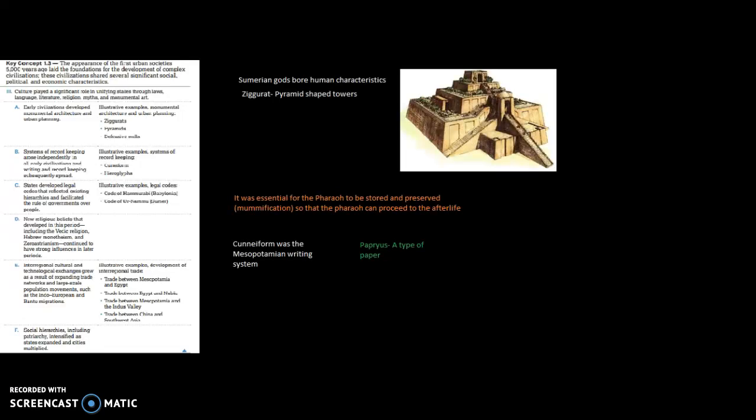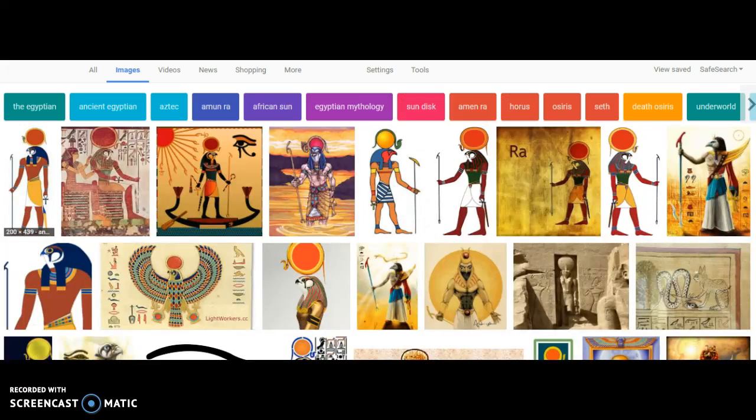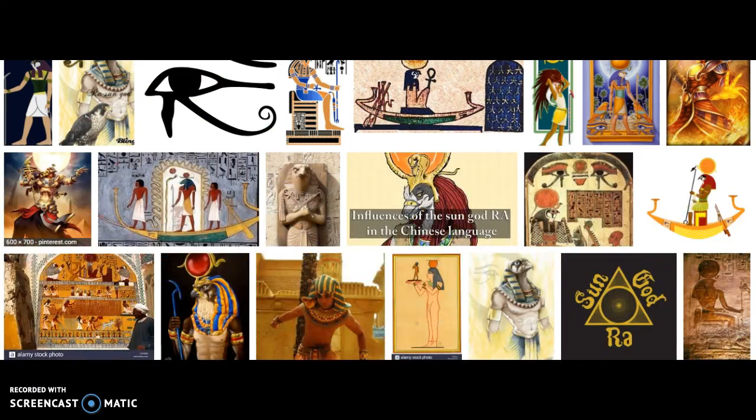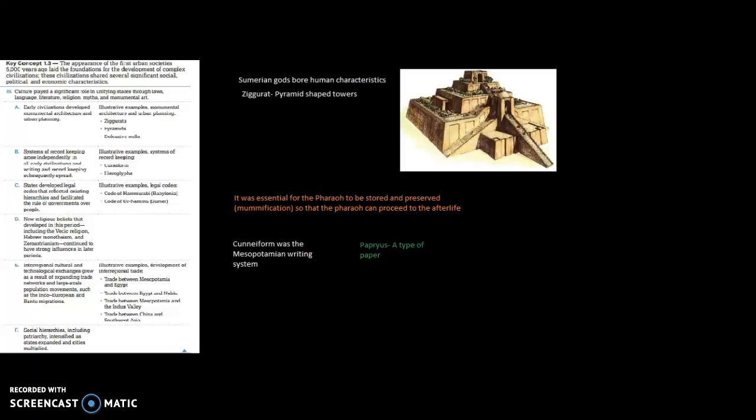In Egypt, they keep their pantheon of gods, including Ra, who is the sun god. Here are some images of Ra, the sun god. The Vedic religion also develops in India, and the Vedic religion turns into what will be known as Hinduism. And Hinduism still plays a huge role in society to this day.